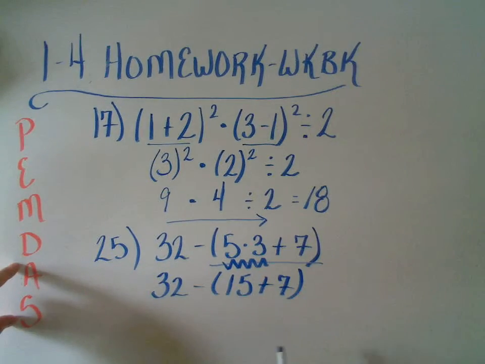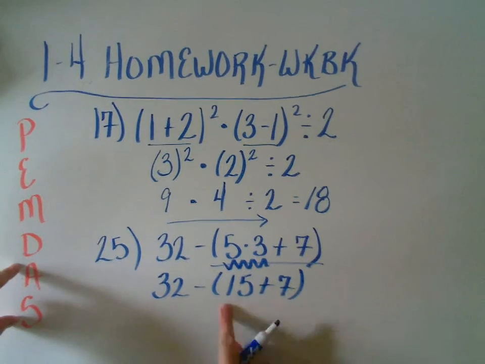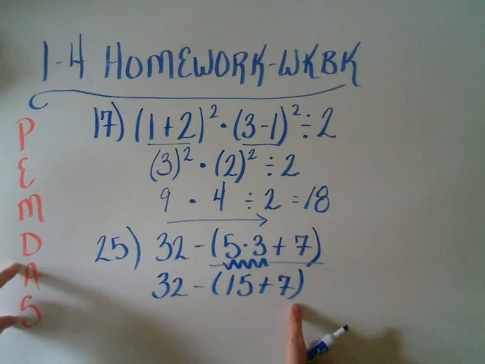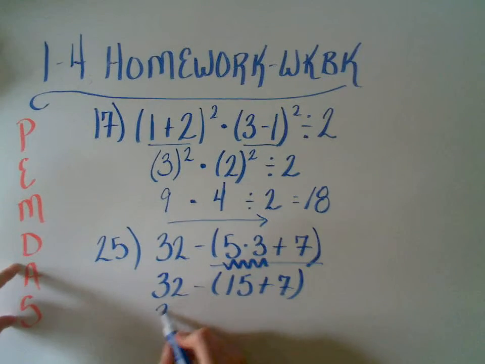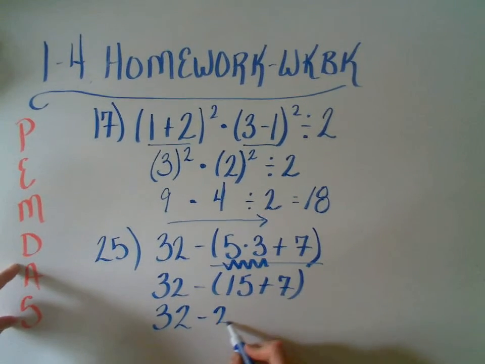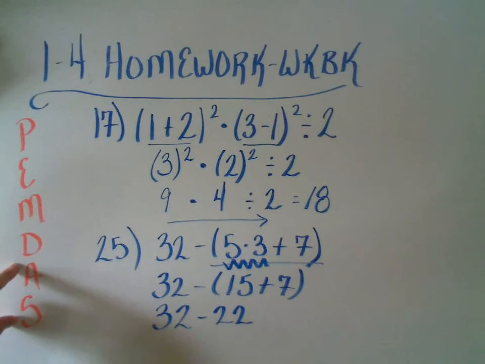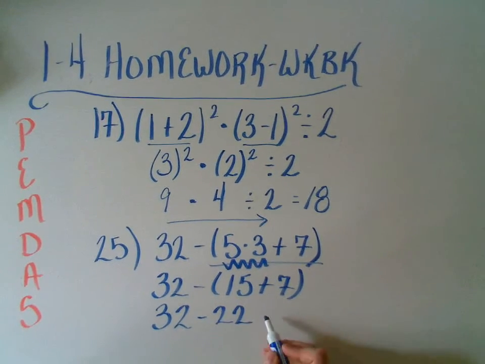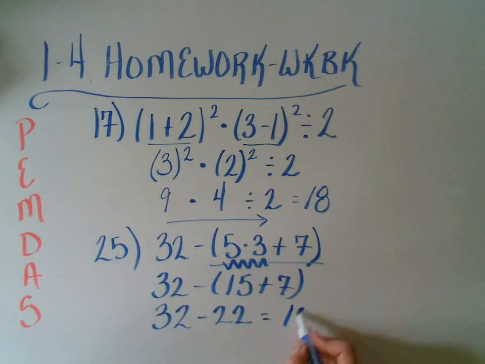And then add and subtract. And remember, I'm still working inside the parentheses because I didn't finish off this last tail end part here with the plus 7. So I'm going to do this 15 plus 7, and that's going to change into 22. So I got 32 minus 22. And now, of course, the order of operations really doesn't matter because that's all that's left. And that's going to equal 10.